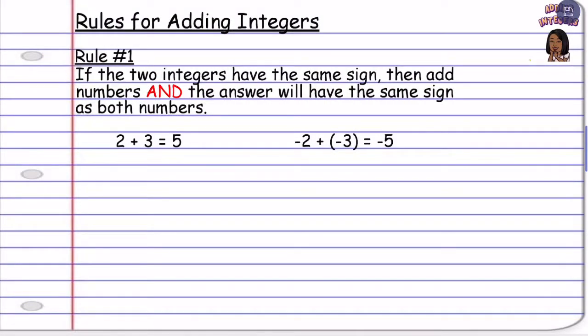Now let's go over the rules for adding integers. Rule number 1, if you have two integers that have the same sign, then you need to add those numbers together and you need to make sure that the answer has the same sign as both numbers. So we have 2 plus 3 equals 5. The answer is going to be positive 5 because the 2 and the 3 are positive. For the next problem, we have -2 plus -3. The answer is -5 because the 2 and the 3 are both negative.